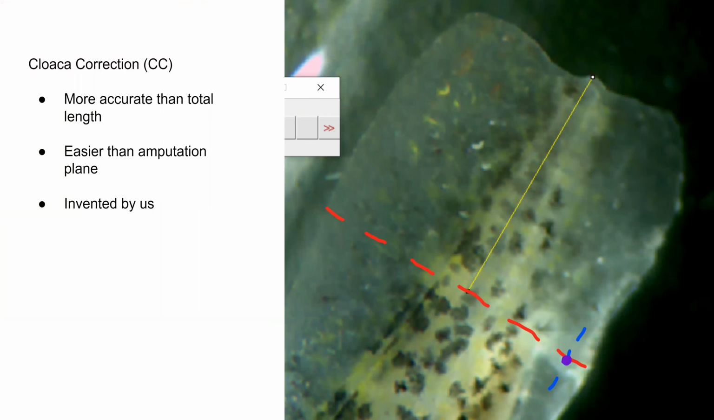However, over the past many experiments, we've now just finished experiment 13, we've developed something called the cloaca correction, which is more accurate than total length because it eliminates regrowth, or rather just growth, that occurs from the tip of the head to the cloacal opening. Now, there are more accurate methods in the literature, for example, measuring by the amputation plane. However, this is difficult to do, and so the cloaca correction is a good, reasonable compromise between accuracy and difficulty.